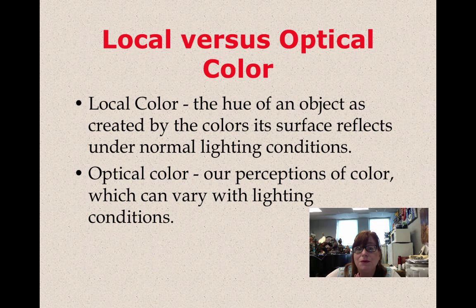So local color refers to the hue of an object as created by the colors its surface reflects under normal lighting conditions. What are normal lighting conditions? Normal lighting conditions are basically outside at noon. That would be the best way to describe that, because once you go inside, you might be under fluorescent lights or different kinds of lights, LED lights, and so forth, and that is what produces optical color.